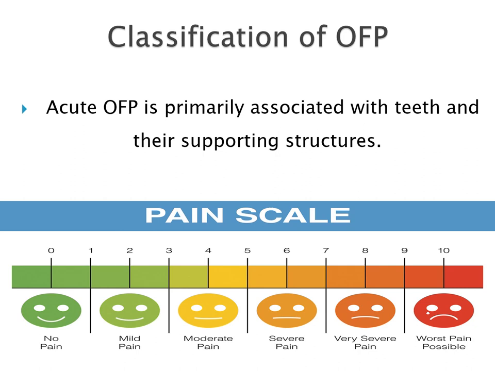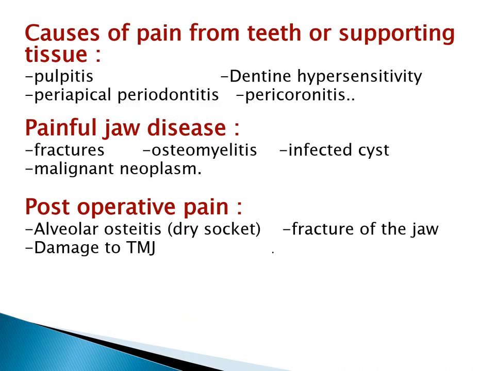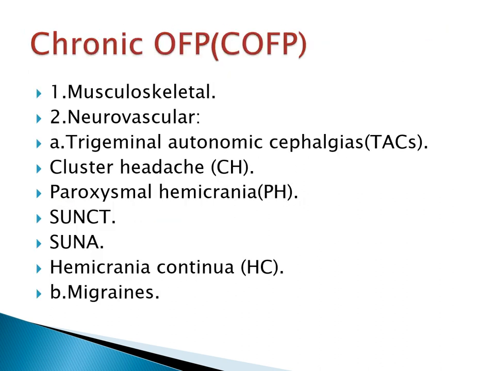Classification of OFP. Acute OFP is primarily associated with teeth and their supporting structures. Causes of pain from teeth or supporting tissue: pulpitis, dentine hypersensitivity, periapical periodontitis, pericoronitis, painful jaw disease, fractures, osteomyelitis, infected cyst, malignant neoplasm, postoperative pain, alveolar osteitis (dry socket), fracture of the jaw, damage to TMJ.